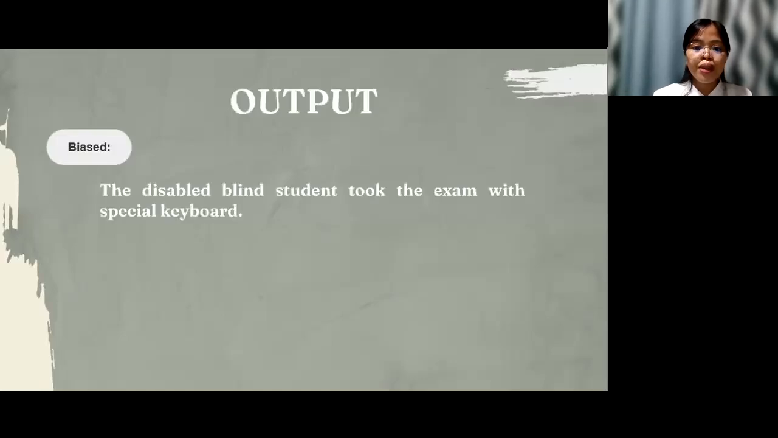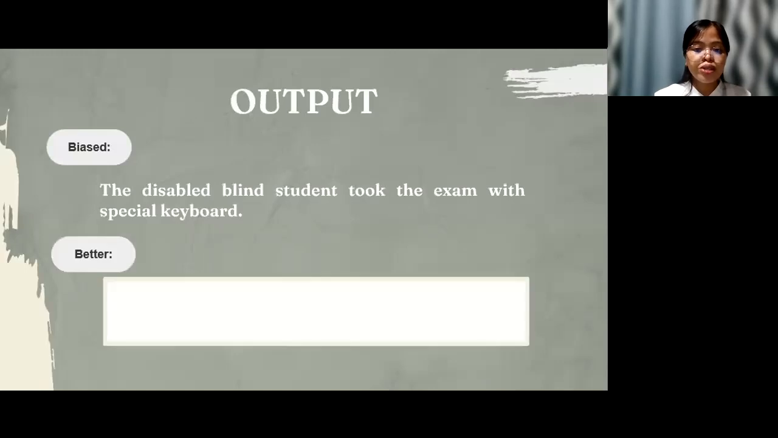All right. And we also have here another output that you can choose to write on. "This disabled blind student took the exam with special keyboard." So how are we going to make it a better statement? Okay. Write down your answer. Instead of saying "disabled blind," how should we call them?